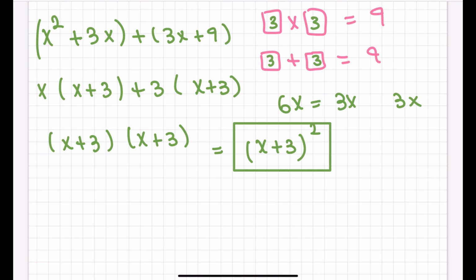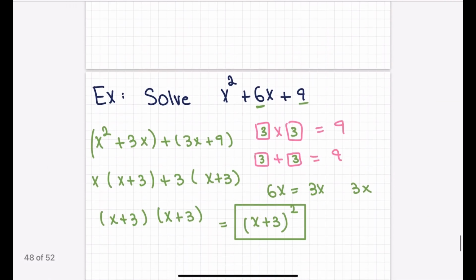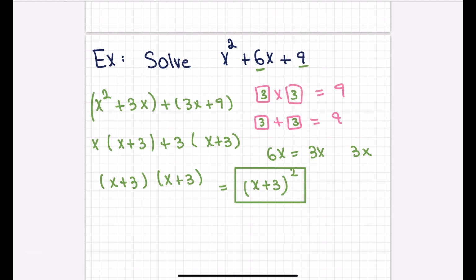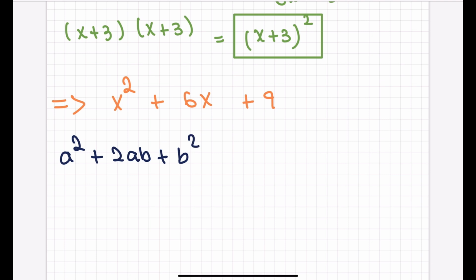What you could have done, if you know the formula, is realize, oh, let's take a look at this. Let me write down the question one more time, so I shouldn't go up and down all the way. My question was x squared plus 6x plus 9. The two formulas for perfect square were these: a squared plus 2ab plus b squared, and a squared minus 2ab plus b squared.